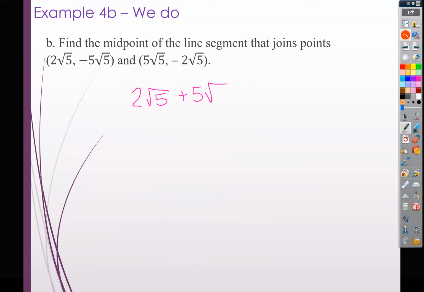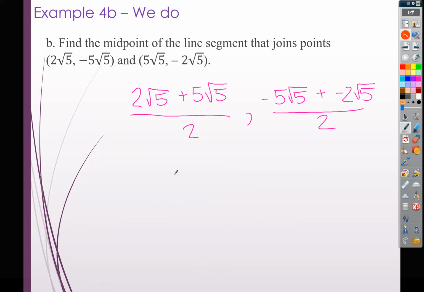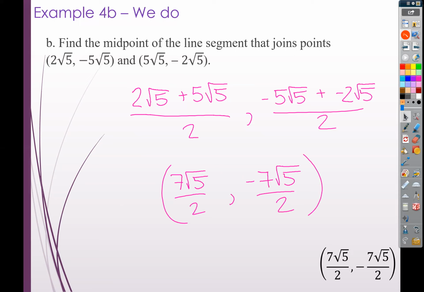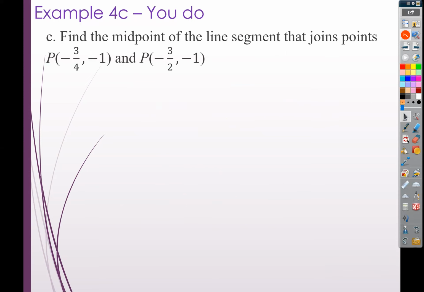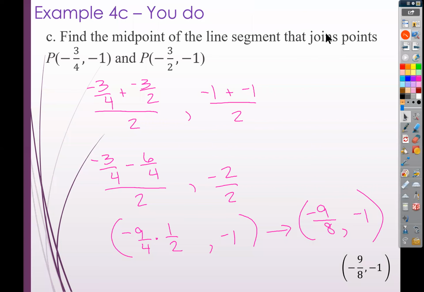Okay, find the midpoint of this, so x1 plus x2 divided by 2, and y1 plus y2 divided by 2. Okay, so 2 plus 5 is 7, square root of 5 over 2. And this negative 5 minus 2 is negative 7, square root of 5 over 2. And you can't simplify that, so that is your final answer. You try this one. You should have got negative 9 over 8 and negative 1.